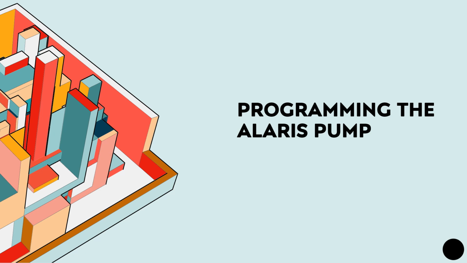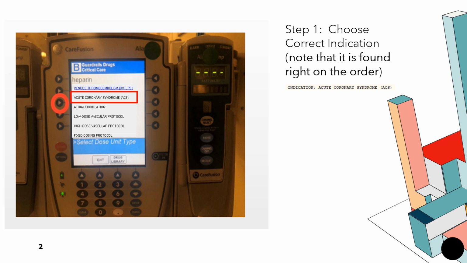So how do I program my Alaris pump? Currently, there are a lot of different options within the Alaris pump. There's weight-based, non-weight-based, then there's a VTE, there's an ACS protocol for patients who weigh less than about 83.4 kilograms, patients who weigh more than that. But we're going to be reprogramming the Alaris pumps now.